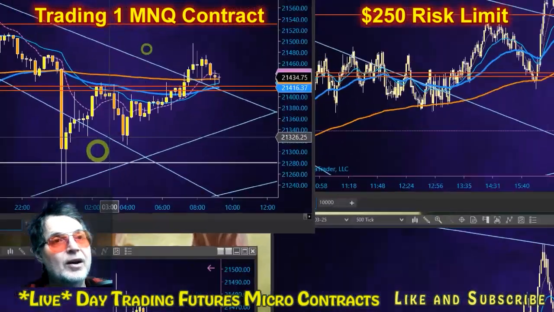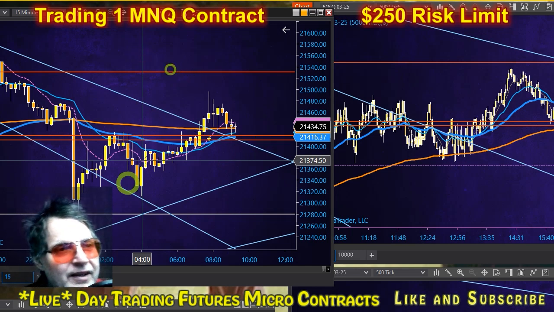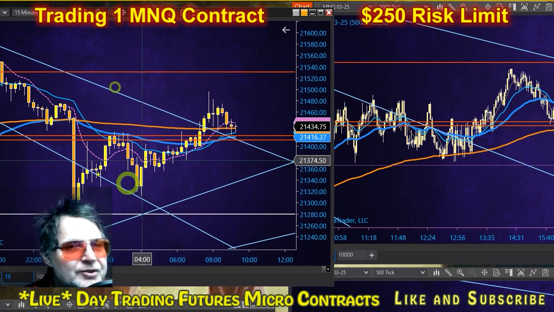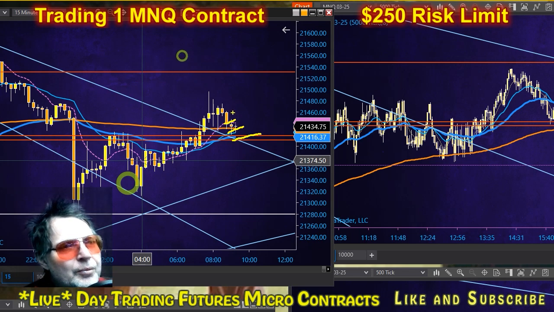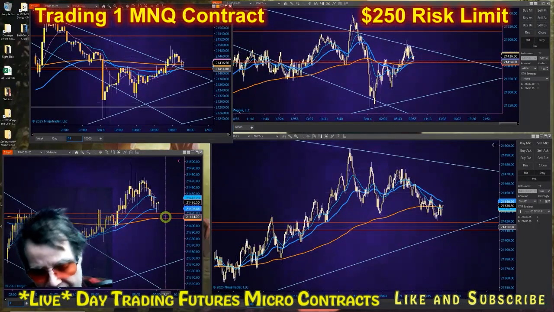So right now I'm liking the 10,000 tick chart. Price is above all the moving averages, above these red lines, which are important pivot levels, above this trend line. And the moving averages are in proper order. So this is telling me to look for longs. Okay, I'm okay with that.